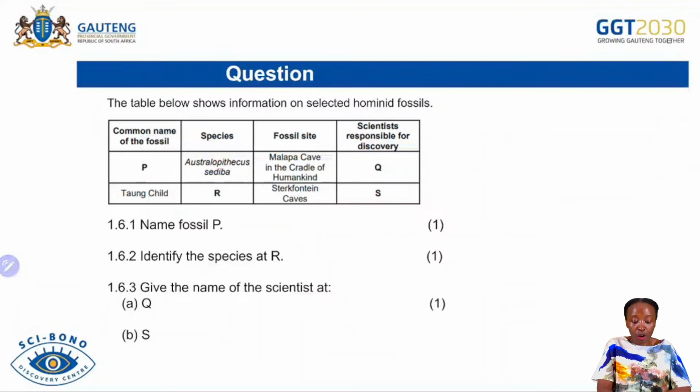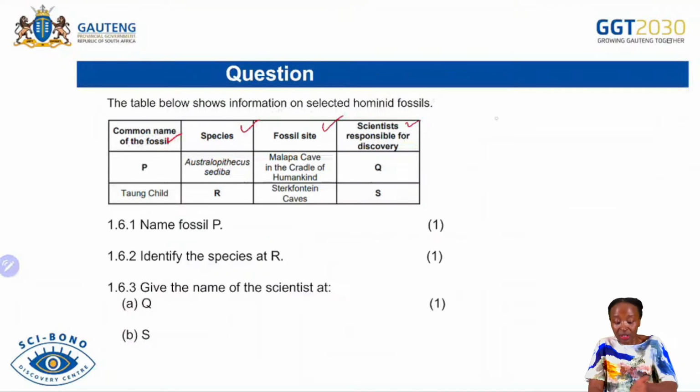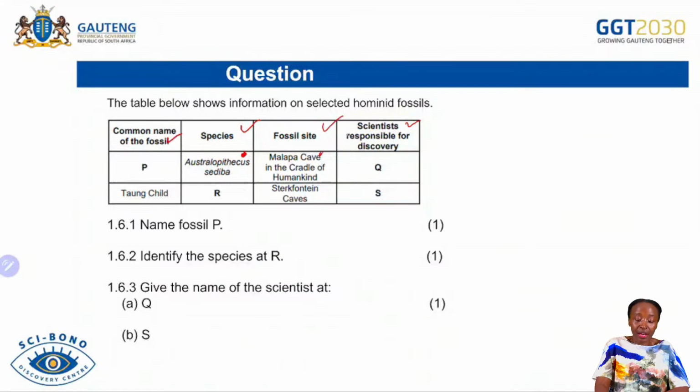This table has the common name of the fossil, the species, the fossil site, and the responsible scientist. Just like I said to you earlier, that you will be asked, these are the only things that you need to know. So we have P, R, Q, and S. Here, the first row, we're looking at the Australopithecus sediba that was found in the Malapa caves in the cradle of humankind. I know that most of you have seen this question.